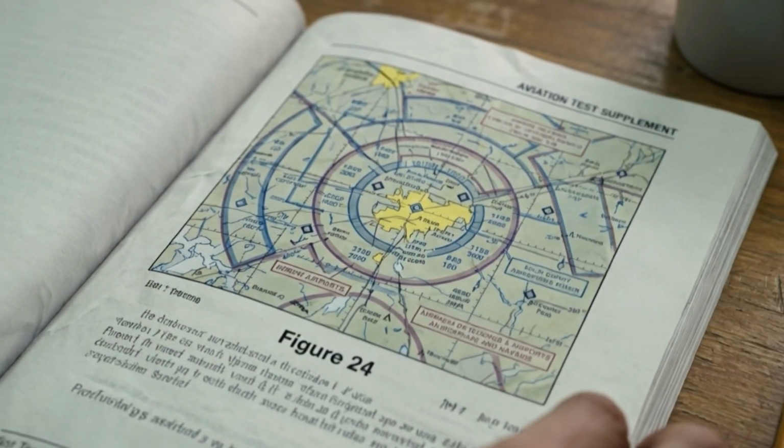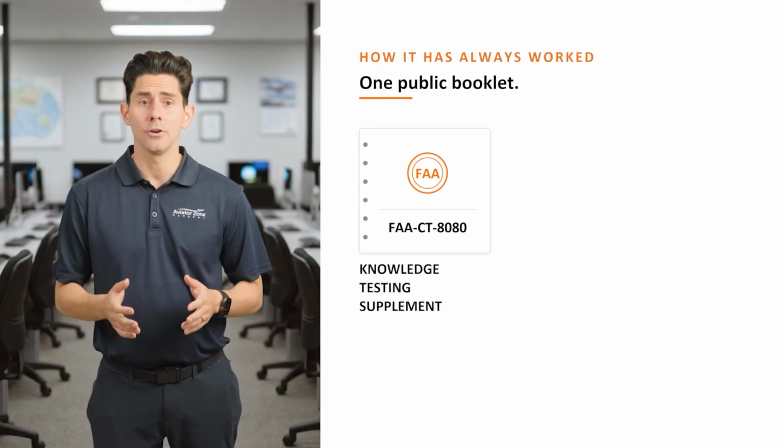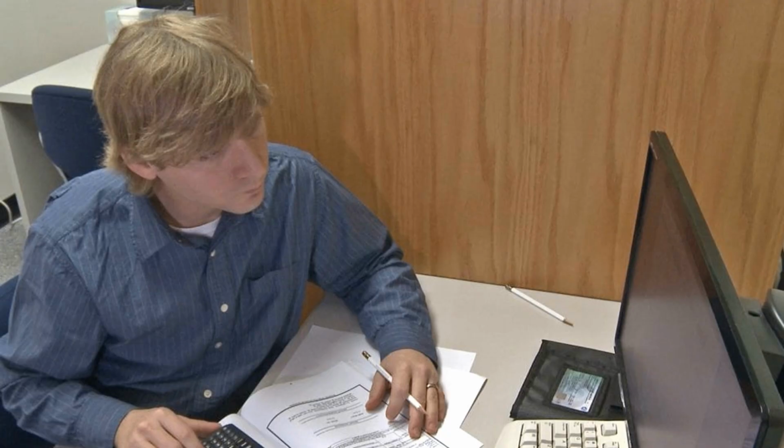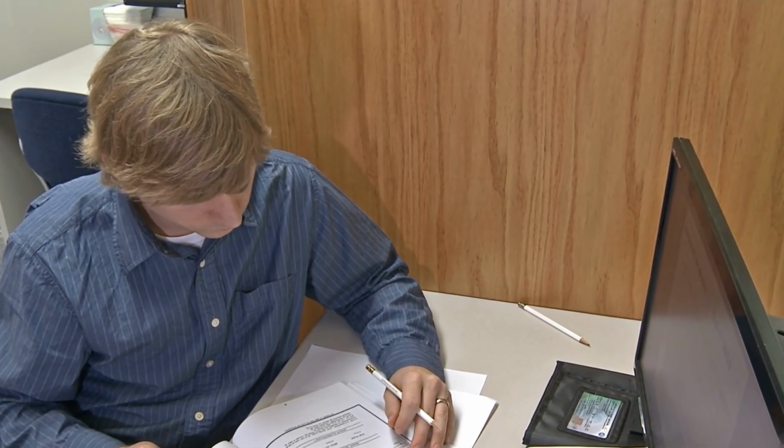Here's how the written test has worked as long as any of us has been flying. You walk into the testing center, they hand you a booklet, the Airman Knowledge Test Supplement, and every chart, every approach plate, every performance chart you ever need is in this one book. Figure 1 through figure whatever, the question says refer to figure 24, you flip this book to page 24, and there's the information that you need to answer the question.